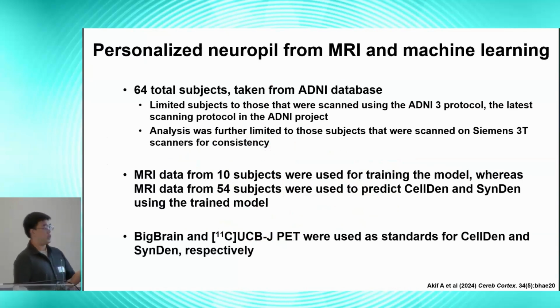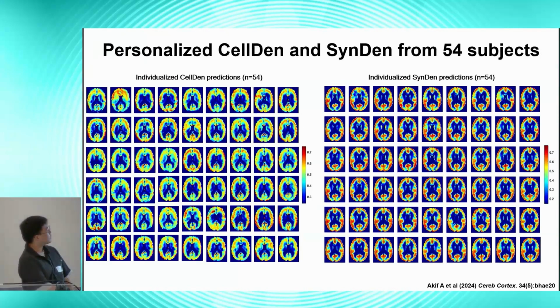We have 64 total subjects taken from the ADNI database. We limited our subjects to only the ones that were scanned on Siemens 3T scanners using ADNI 3. We used 10 of these subjects to train the model, and we have predictions for 54 of them. We use BigBrain and our PET data as our standards for CELDEN and SINDEN. On this slide, you can see very quickly the individualized predictions that we get. It's very obvious for the CELDEN that there are variations among individual subjects. There are as well for SINDEN, but it's a little less obvious.